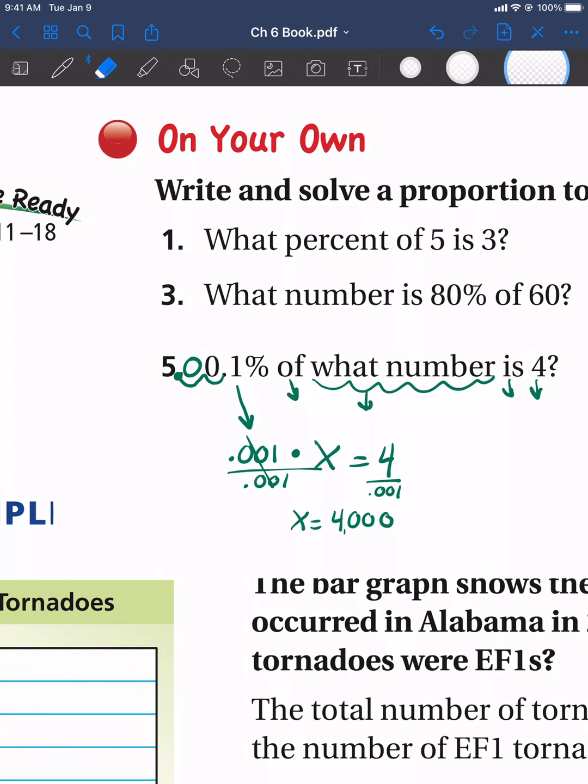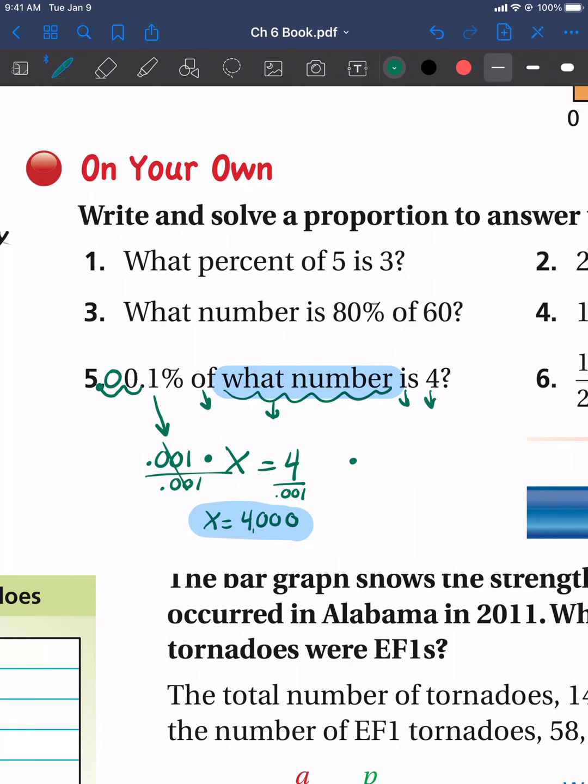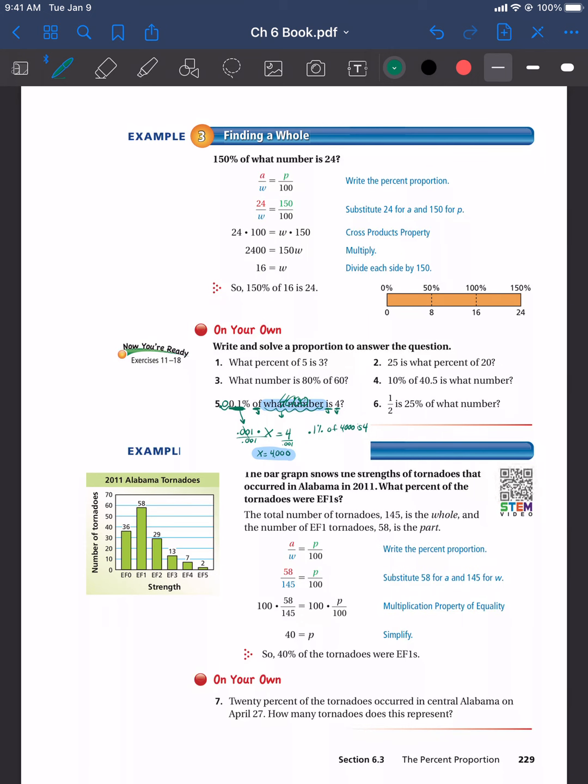Now take what you just got for an answer and pop it in for the question. So my final answer would be 0.1% of 4,000 is 4. Okay? All right, guys.